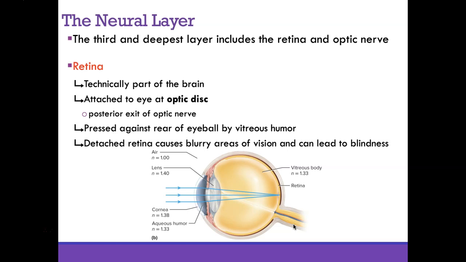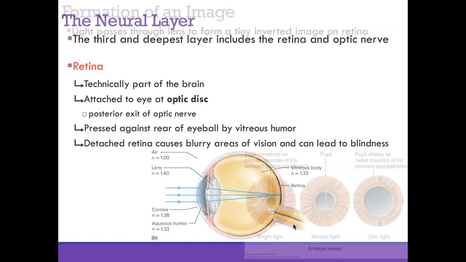Otherwise, you might have little blurry areas. You might have patches on your phone. You won't be able to see through it clearly. And if you really have a detached retina, then you might be blind. And there are corrective surgeries for that if you do get a detached retina.